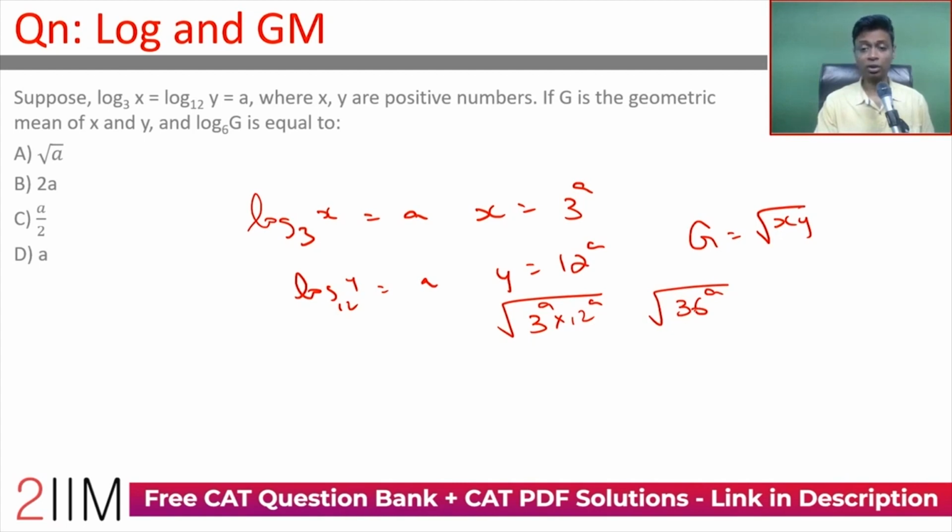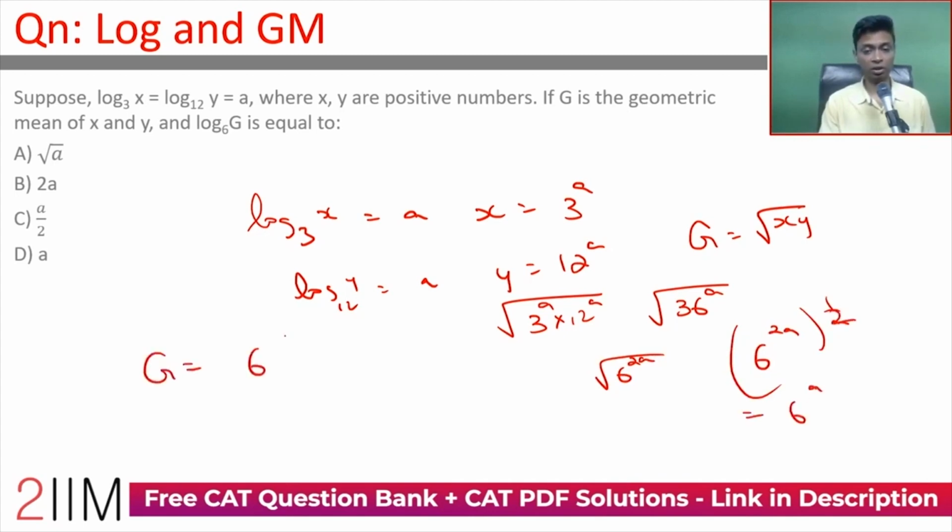Square root of 36 power a, this is square root of 6 power 2a, 6 power 2a whole power 1 by 2, which is 6 power a. So the geometric mean is 6 power a. Log g to the base 6 would be a.